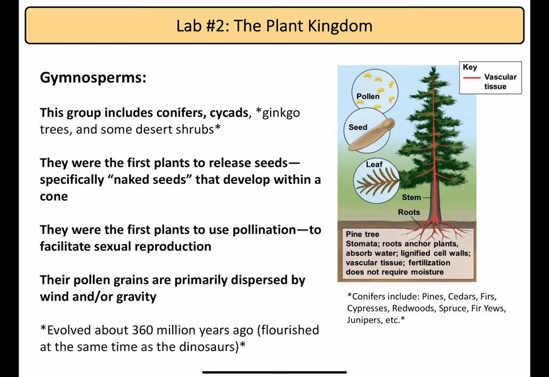And since this is still a relatively, in a sense, primitive group, 360 million years ago is when they first came about, there actually weren't pollinators even around yet. Okay, the insects weren't around yet, hummingbirds weren't around, bats weren't around. So they had to have means of transporting their pollen from one species to the other without the help of other organisms. So that is why they primarily disperse their pollen using physical factors like the wind or gravity.